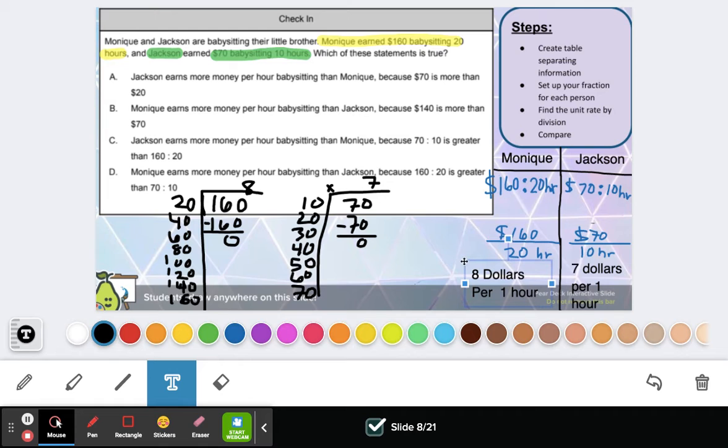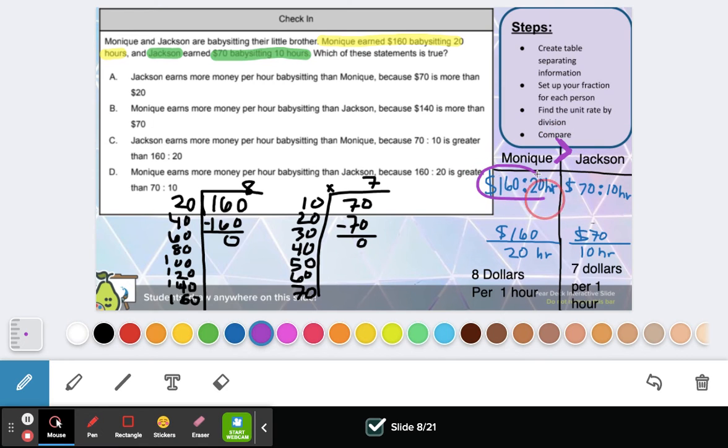So if I'm comparing who's bigger, 8 or 7? 8. So this would mean that Monique earns more. So I need to see which one of these tells me that Monique earns more. It says Jackson earns more. Nope, because we figured out it was Monique. Monique earns more. Okay, we'll get back to that one. Then this one says Jackson earns more money, and that's false. And the last one says Monique earns more money.